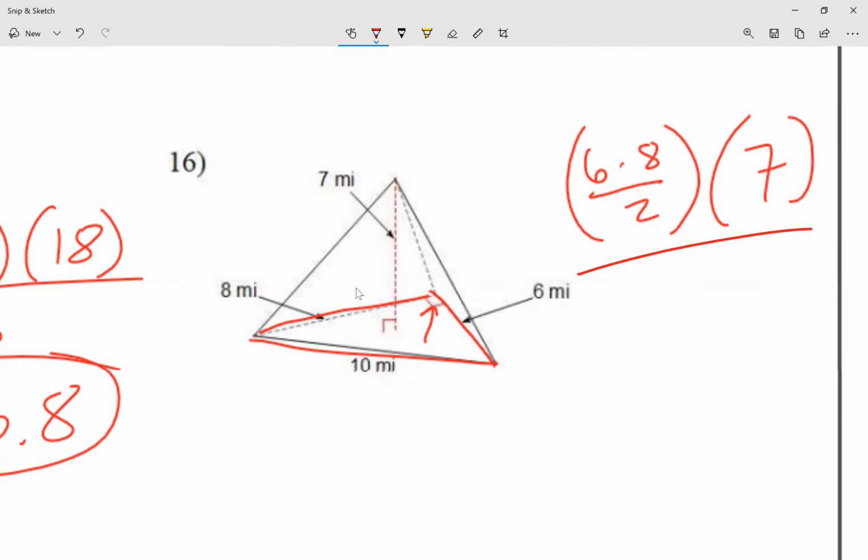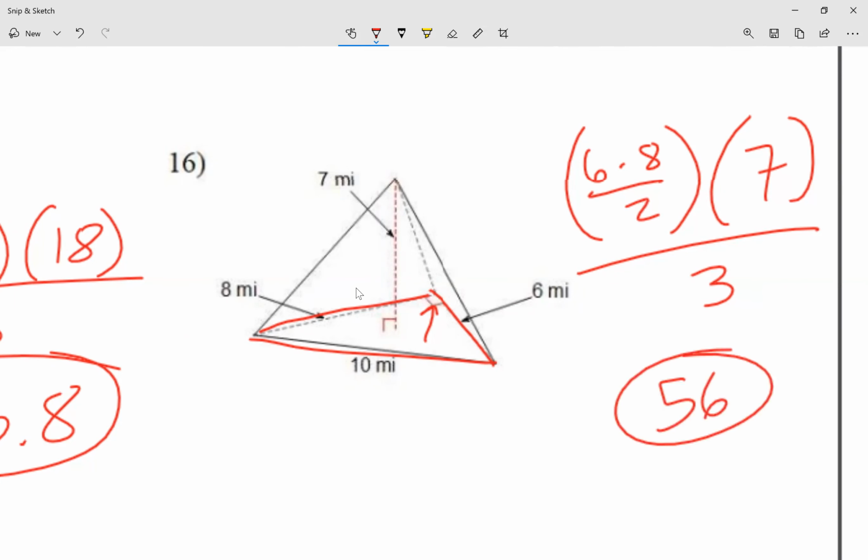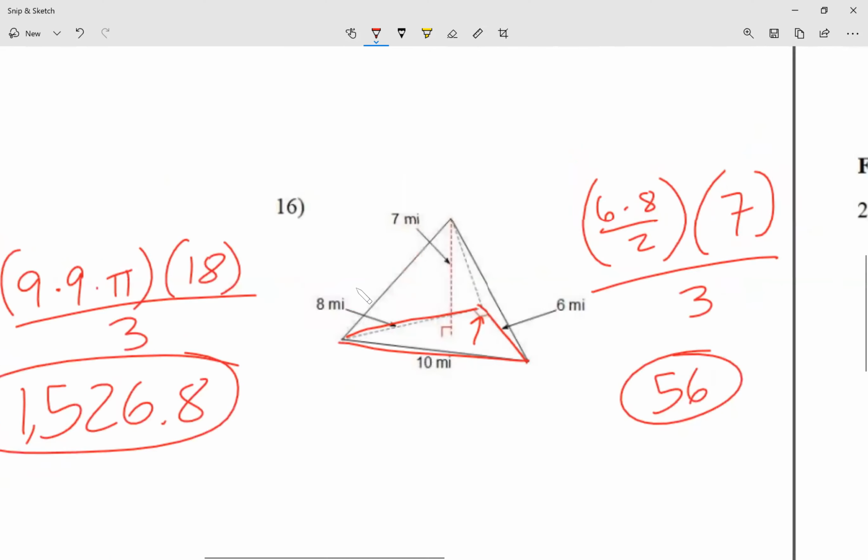And whatever I get out of all of this, I'm going to divide this by 3. According to my calculator, I get 56. And I went area of the base, which is a triangle. Don't forget 6 times 8 divided by 2. Because the dividing by 2 is because a triangle is half of a rectangle. So area of the base times the height divided by 3.